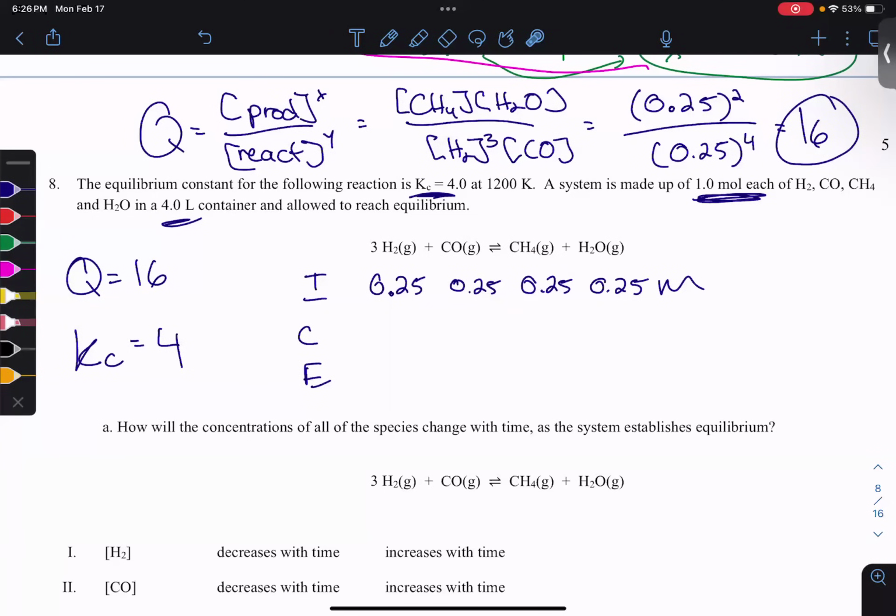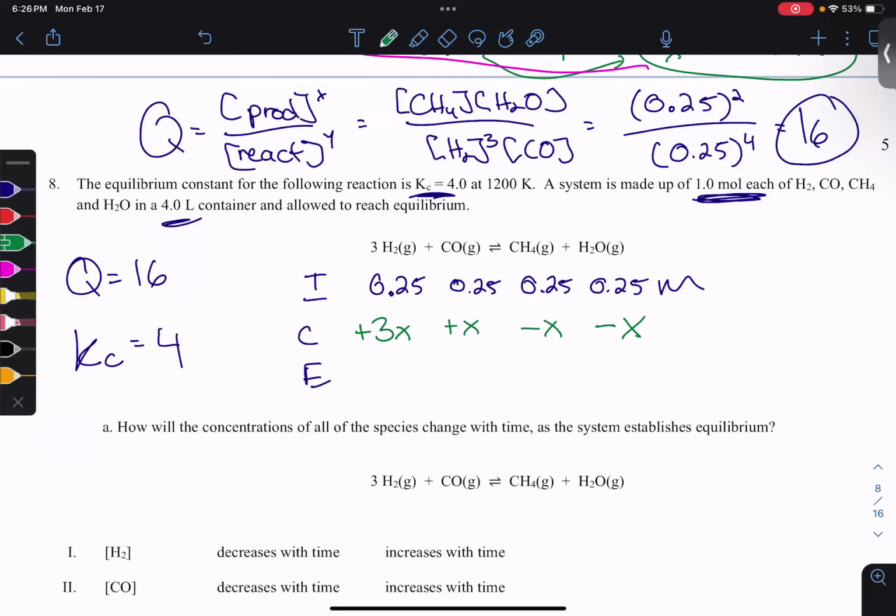So if you have too much products, which way does the reaction have to go? Reverse. So what is our change line going to look like? It's going to look like minus x, and then hydrogen will be plus 3x, and then CO is plus x. So this reaction went backwards. We consumed products, made reactants.